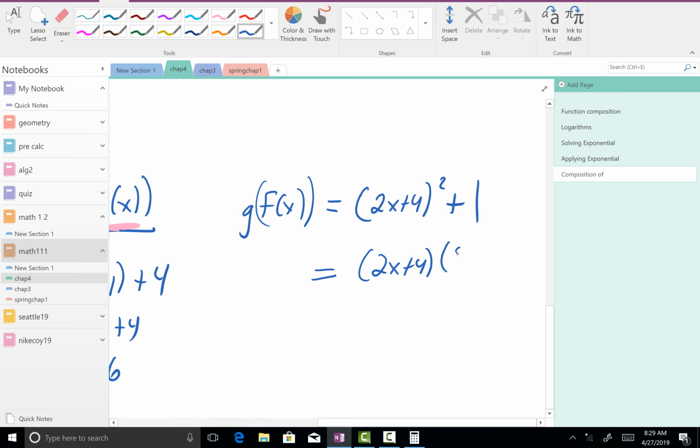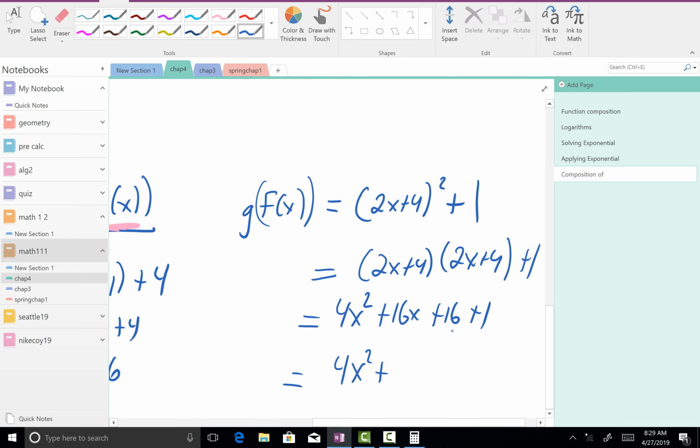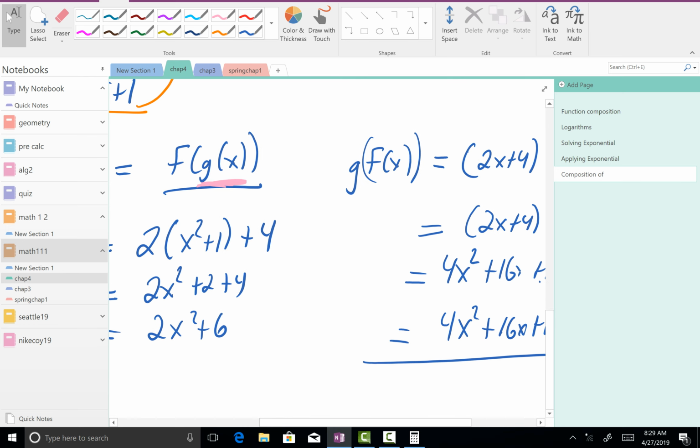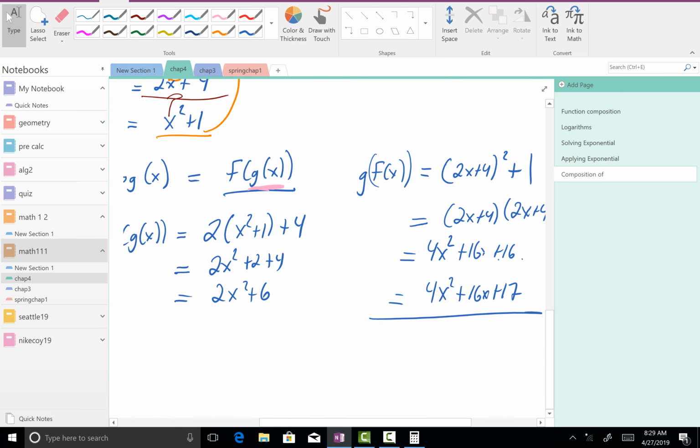So write it twice and do the FOIL. And that's what that looks like. I'm going to do this like this so you can see both of them.